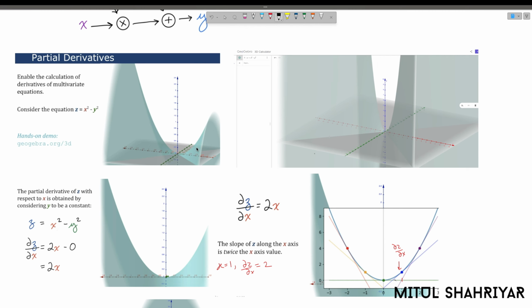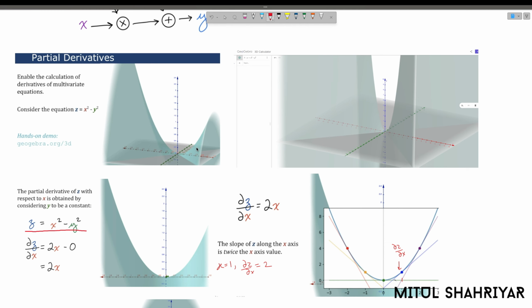So here, if we just look into this one, for z equal to x square minus y square, if you go to GeoGebra or Desmos, you can actually get the graph for z equal to x square minus y square. So it will be some sort of graph. Now the thing is, we might need to get the slope for both the axes.